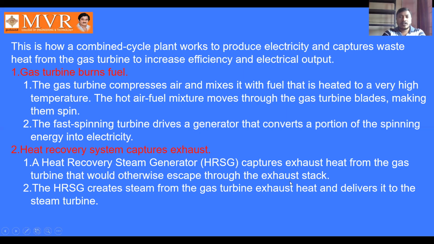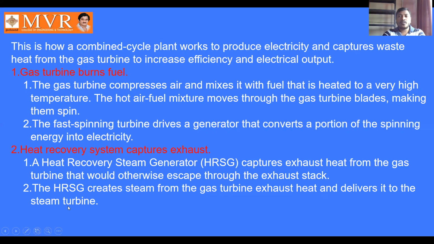Means the waste heat which is coming out from the gas turbine, if we are not connecting it to the steam turbine, the waste gas or the heat is going to escape into the atmosphere. But by using this extra gas, we are transferring it from the gas turbine plant to the steam turbine. These HRSGs create steam from the gas turbine exhaust heat and deliver it to the steam turbine.